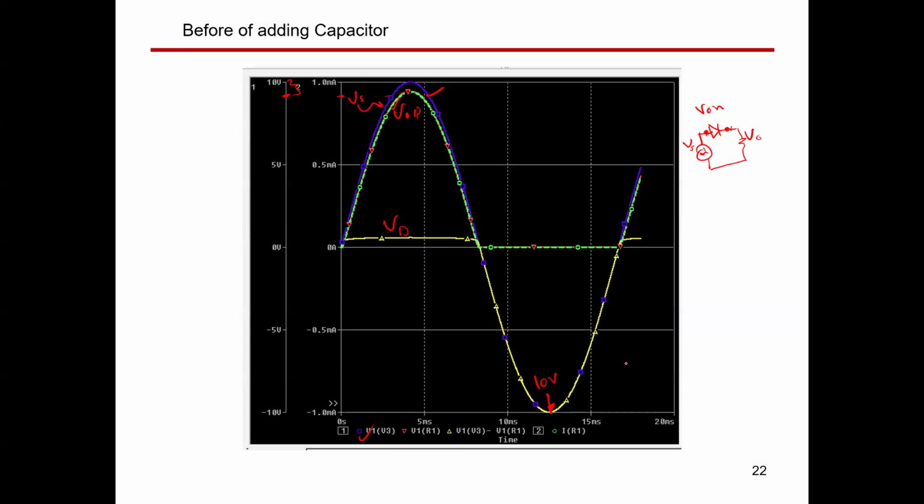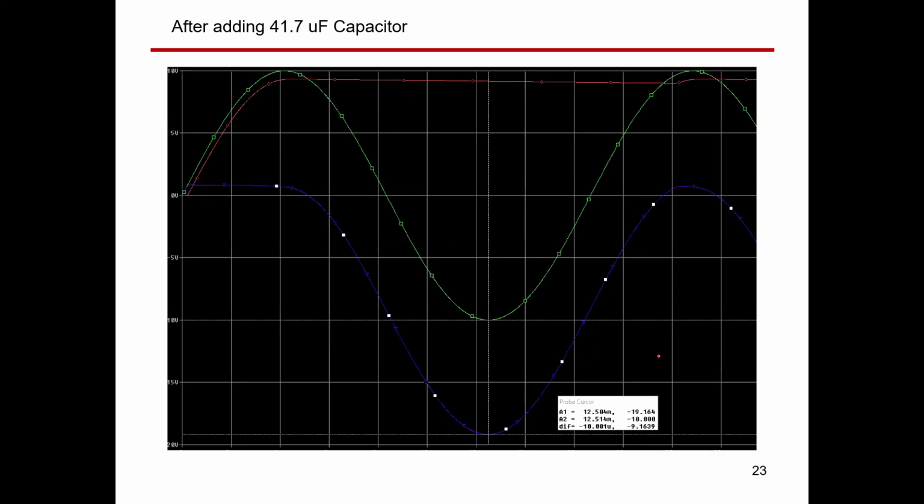Could you see, guys? This is how we can understand the waveform. So you have to analyze the waveform in order to understand the concept this way. Okay, great. So this is the case before adding the capacitor. Let's add a capacitor here and see what will happen.